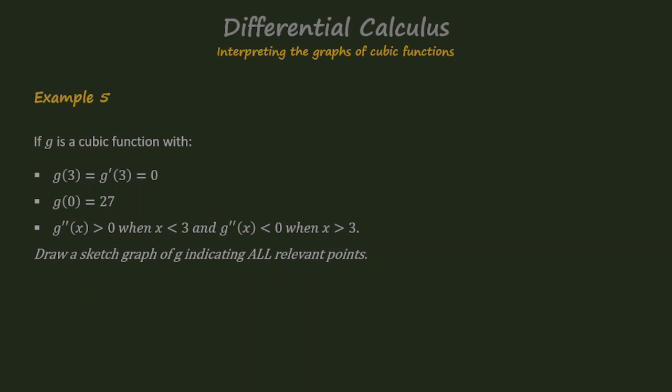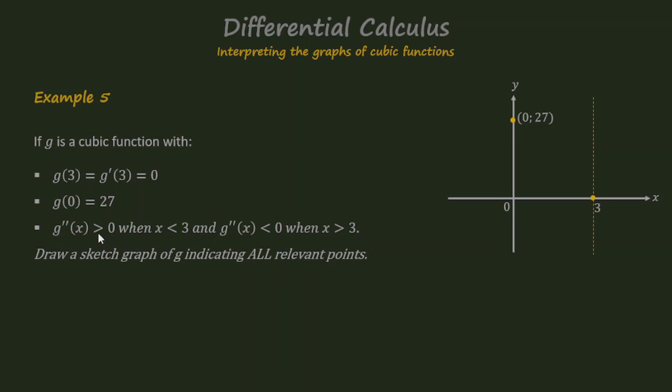I can indicate this information on a graph to show that I have the y-intercept at (0, 27). I have the x-intercept at (3, 0), which happens to be the turning point of the graph. The third statement tells me of the shape of the graph. I've been given that the second derivative is positive when x is less than 3. Remember, this is the statement.